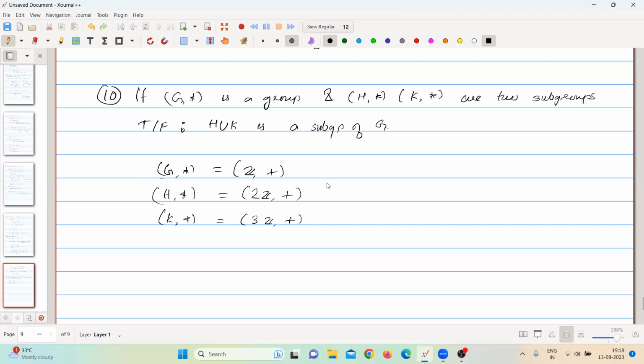Anyone have doubt in this? H and K subgroup of G. Madam, why are we taking the integer group only? Not other. Any group you can take. The only thing is you need to prove it is false. Whatever this is, it is false. So we can take any group such that H union K is not a subgroup. If you have any other example, you can tell, we can write that also.